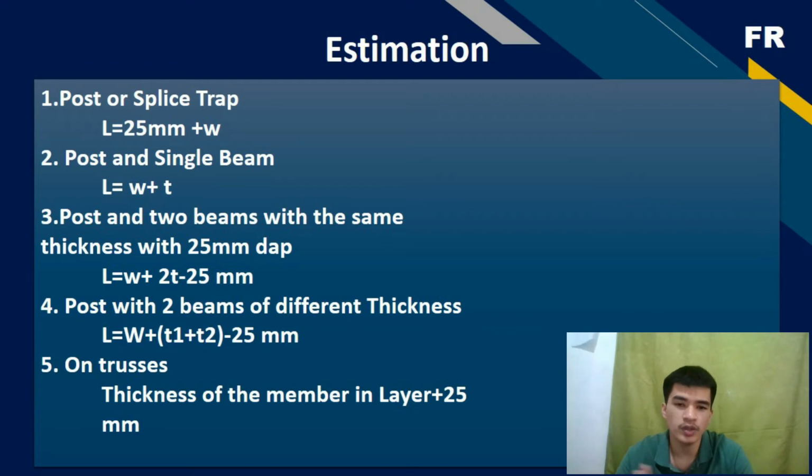For a post and two beams with the same thickness with a 25 millimeter depth, it will be width plus twice the thickness subtracted by 25 millimeters. Now, for a post with two beams of different thickness, it would be width plus the thickness of the first beam and the thickness of the other one minus 25 millimeters. Lastly, for the trusses, it's thickness of the member layer in layer plus 25 millimeters.